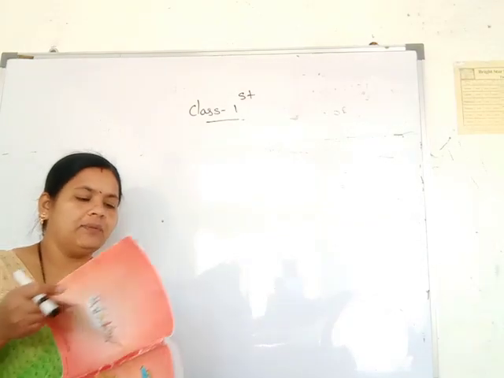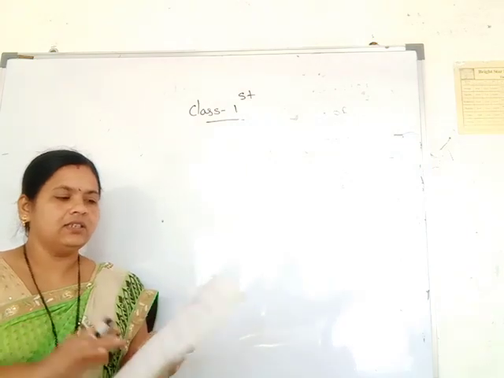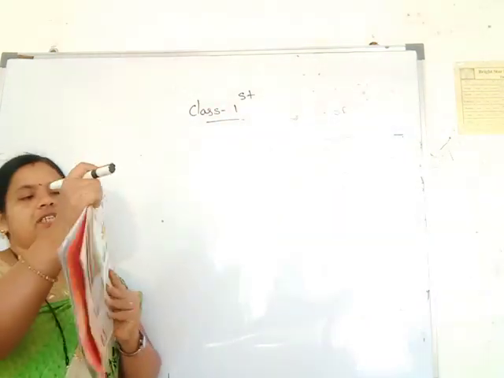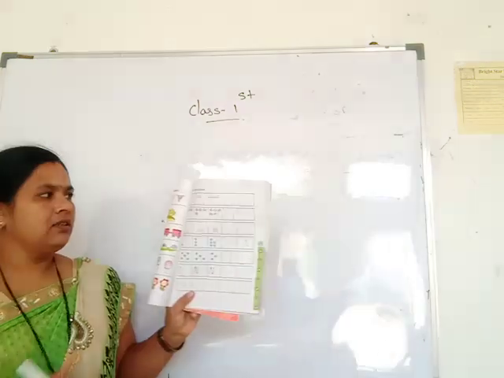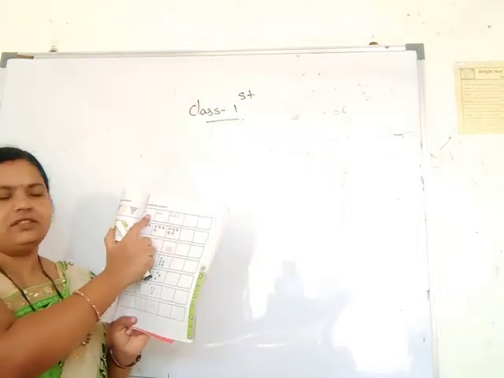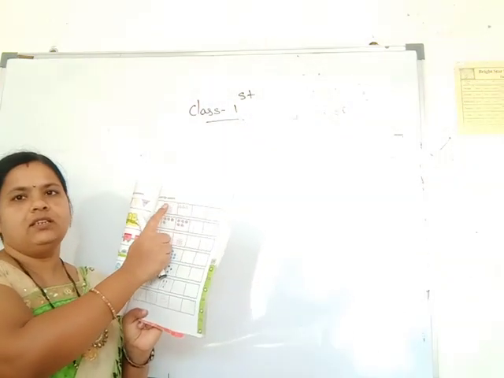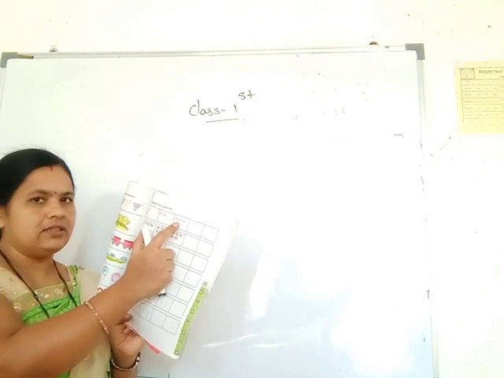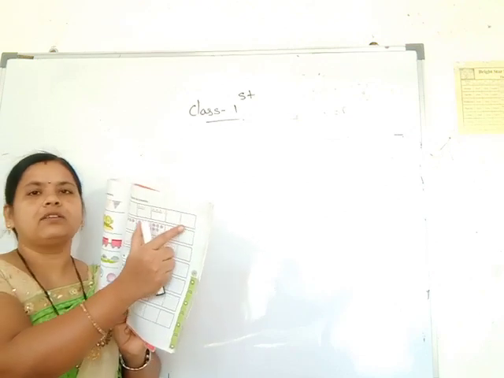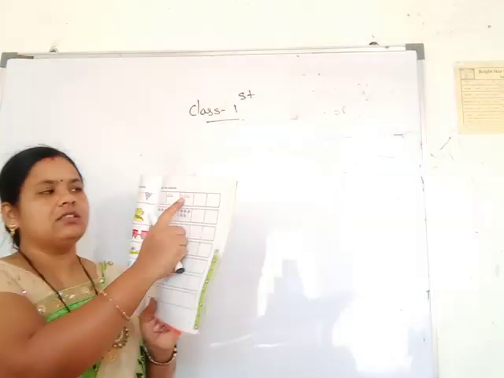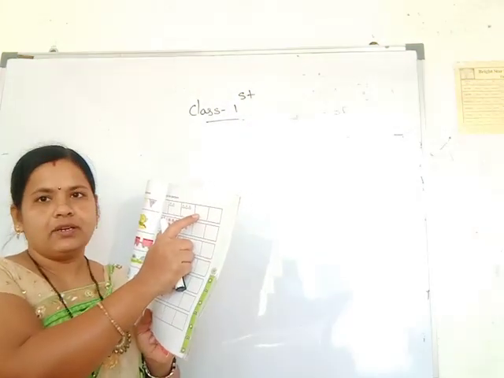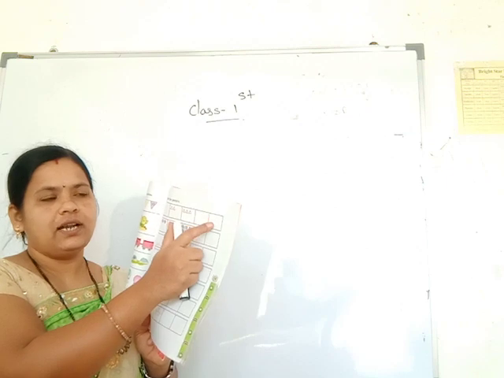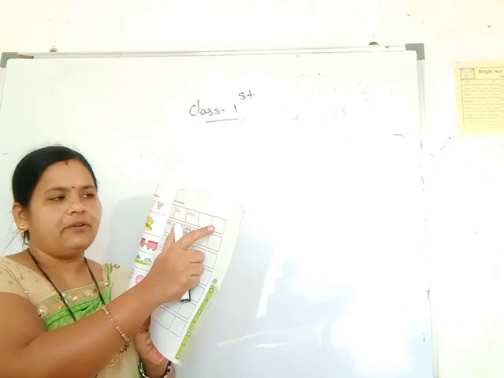Next one, complete this pattern. See here, which type of pattern is this? See in this box, first one triangle is given, then two triangles, then three triangles are given. Then here two empty boxes. Afterwards this three triangles, then four triangles. Then after these four triangles, you draw here five triangles.